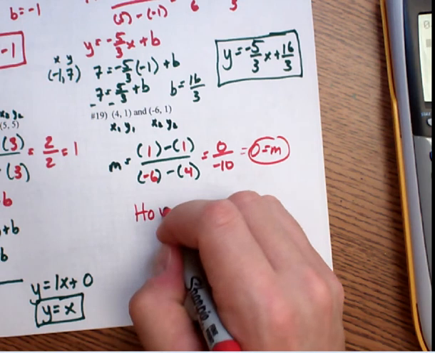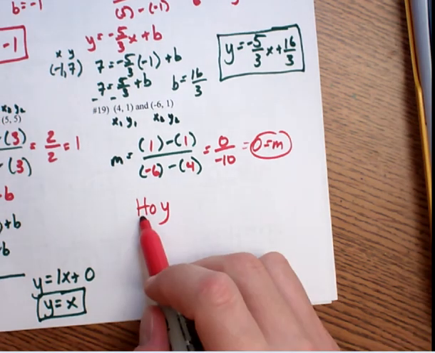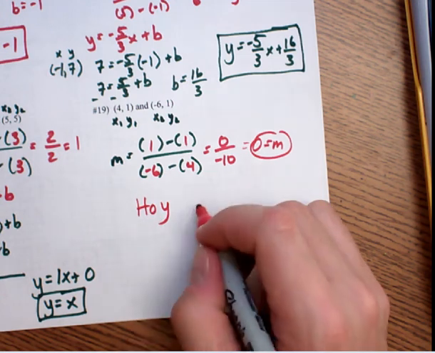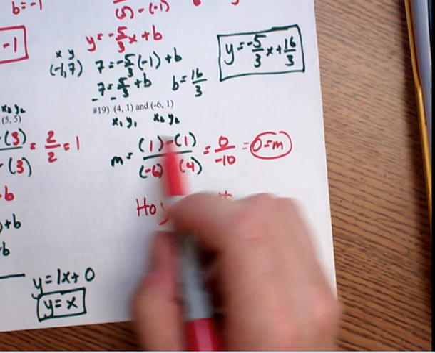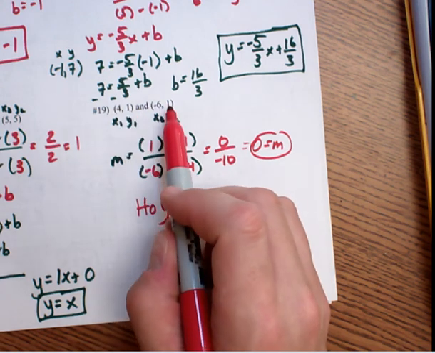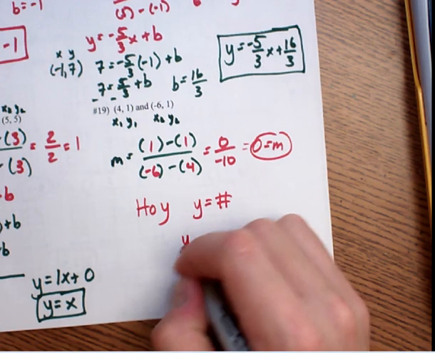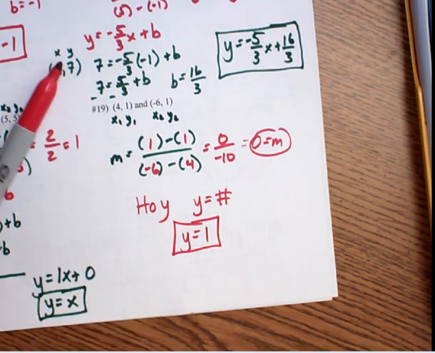0 slope, that's a special equation. That's a horizontal line. 0 slope, the equation is y equals a number. What's the y value for both points? 1, 1. They're the same. So the equation is y equals 1. And that is the end of the note.